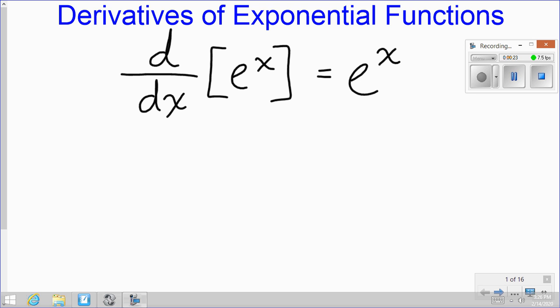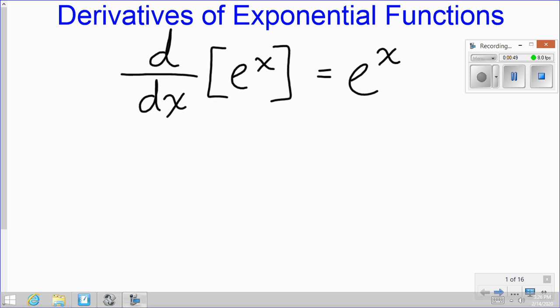All right, now we're going to start with the derivative of e to the x. This is an exponential function where the base is e, and remember e is just an irrational number. It's approximately 2.72, just like pi is approximately 3.14.